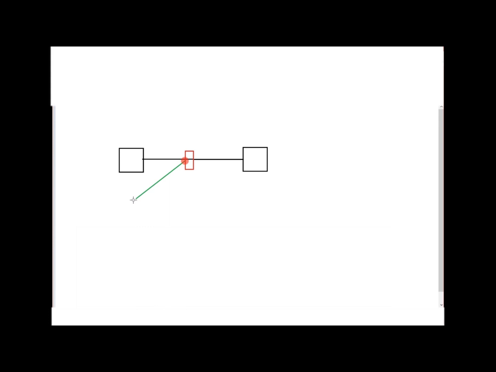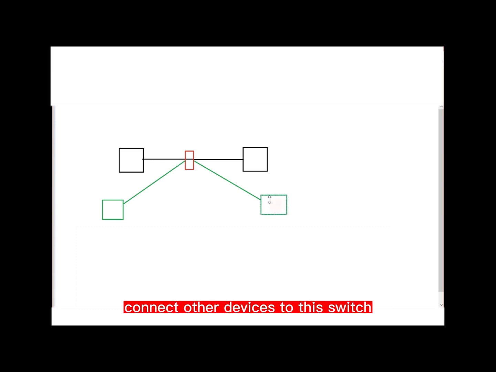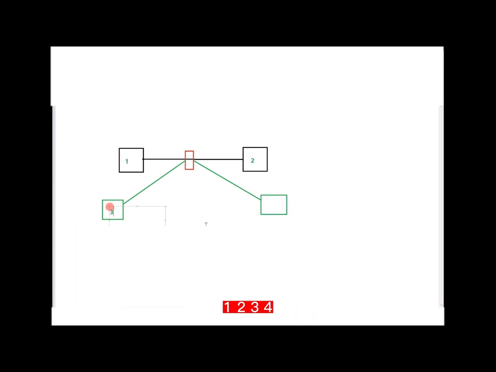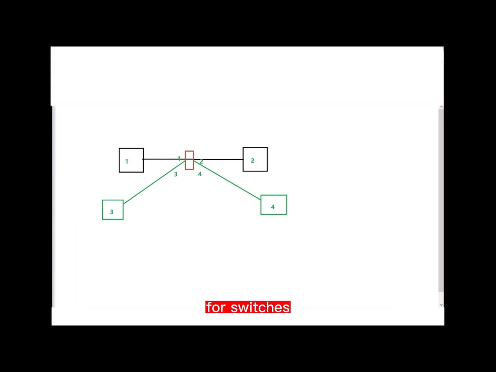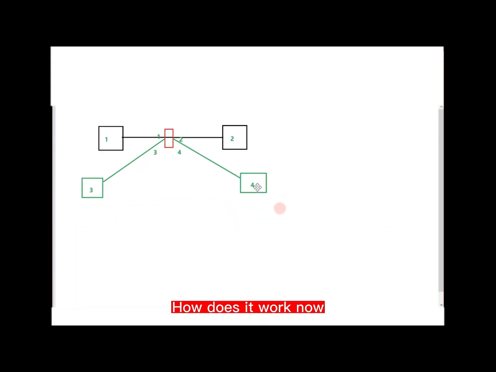First of all, it has many interfaces. I can now connect other devices to this switch. I mark these PCs 1, 2, 3, 4. Let's say these 4 devices connect to the 4 interfaces of the switch. How does it work now?